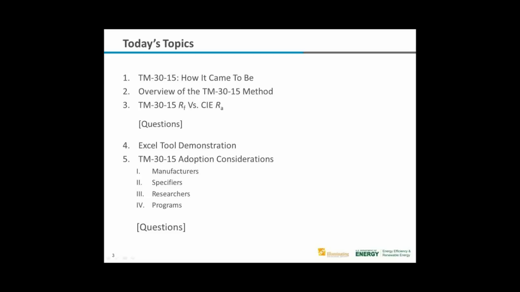So just a brief outline of today's topics. We have 2 blocks, as I mentioned, with questions in between. The first will cover the logistics of how we developed TM-30, an overview of the method itself, and some comparisons with the existing method, the CIE CRI. Following a brief period for questions, we'll look at a live demonstration of an Excel tool that we developed in conjunction with TM-30, and then we'll go with a final section discussing adoption considerations for various segments of the lighting industry, and a final session for questions at the end.